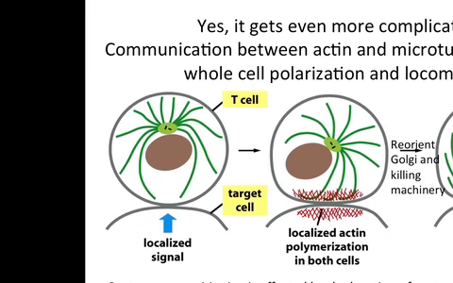So it gets a little bit more complicated. I'm going to leave you with this. It's even more complicated, and we won't go deeply into this because I'm actually concerned that some parts of this have changed based on more recent research. But there is communication between actin and microtubules also. And so that's going to result in whole cell polarization and locomotion. So the example here is a T cell.